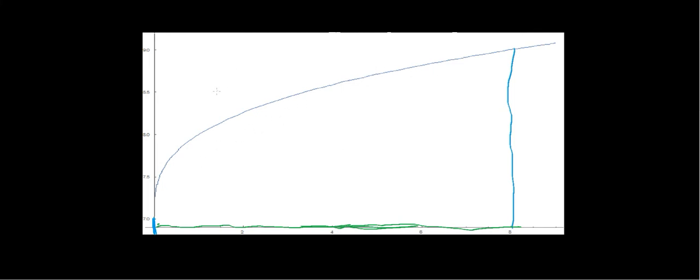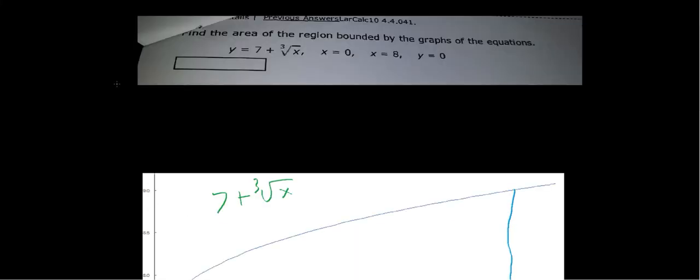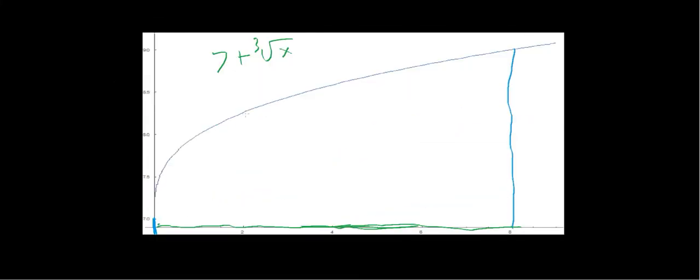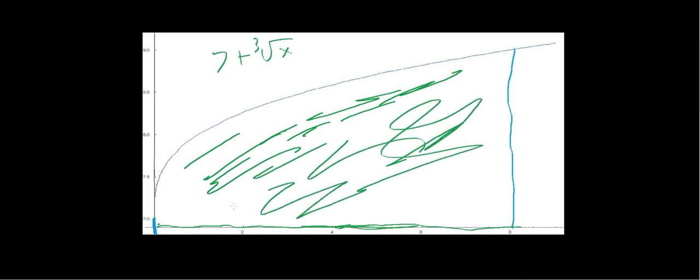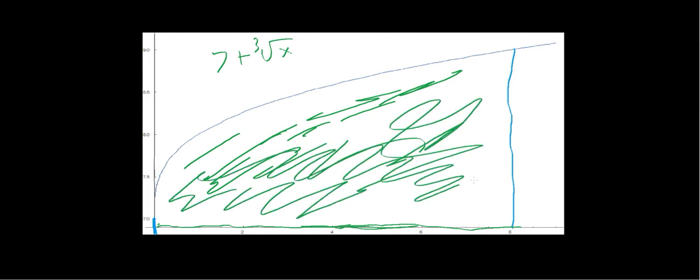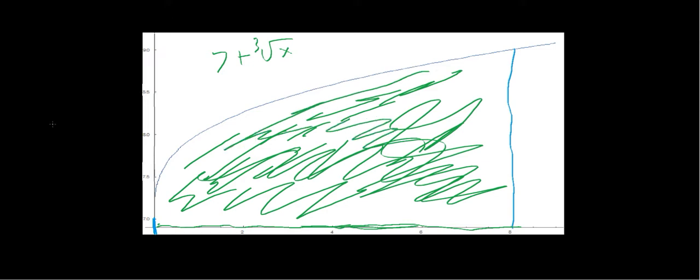And what's the curve of the graph? The curve of the graph is 7 plus cube root x. So we're evaluating everything within this region. Everything within that region. So how do we do this?